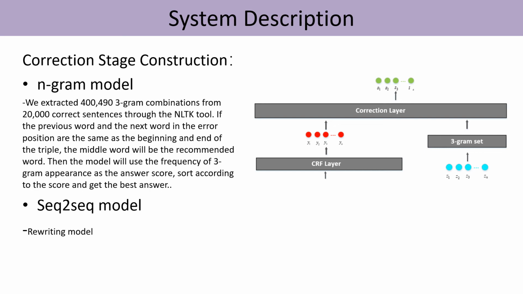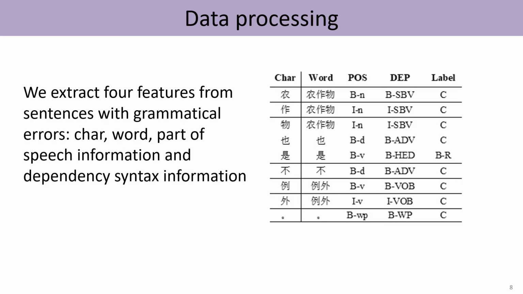The second model is a sequence-to-sequence model. We treat this model as a rewriting model. We extracted 4 features from sentences with grammatical errors: character, word, part of speech information, and dependency syntax information.